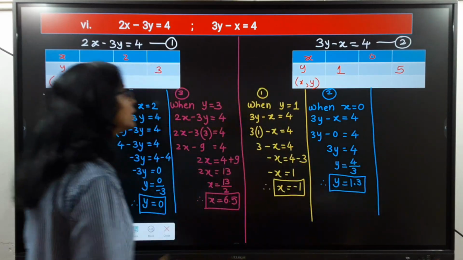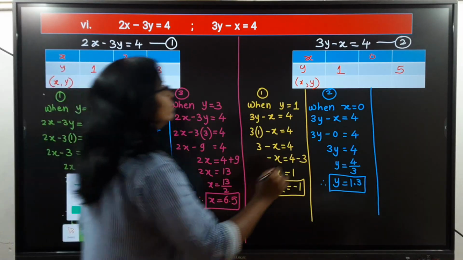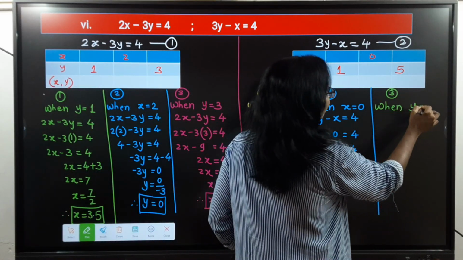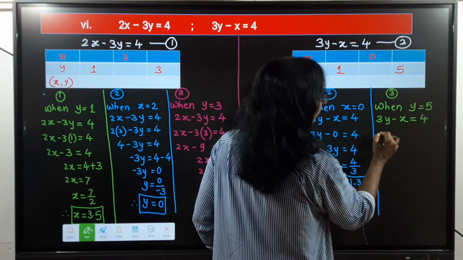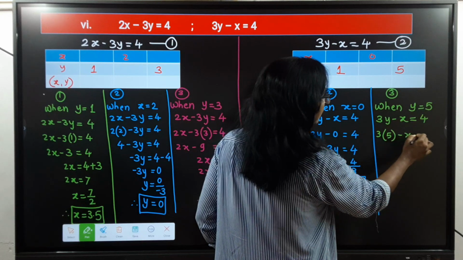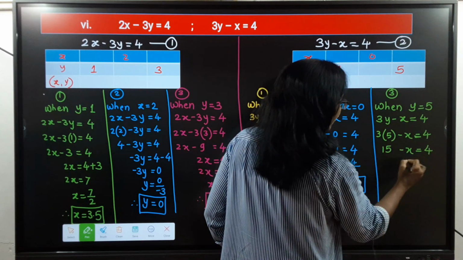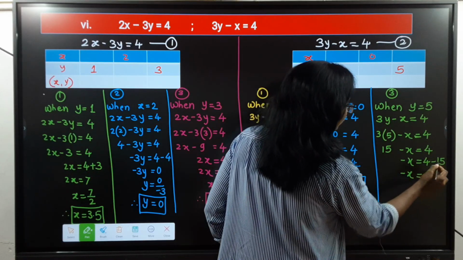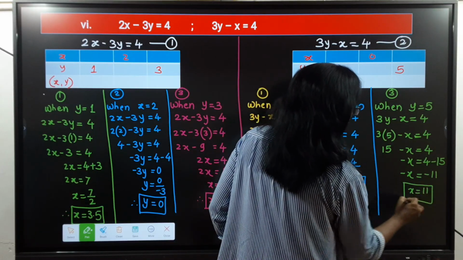Then the next considered value, students: when y is equal to 5, then in the equation 3y minus x is equal to 4, 3 multiplied by 5 minus x is equal to 4, and therefore 15 minus x is equal to 4. Therefore minus x is equal to 4 minus 15. So minus x is equal to minus 11. So here x is equal to 11.